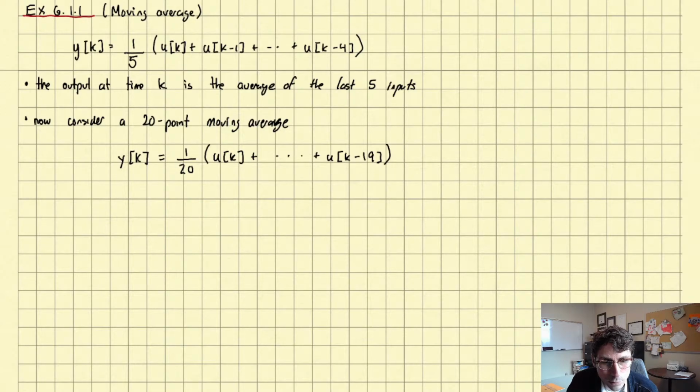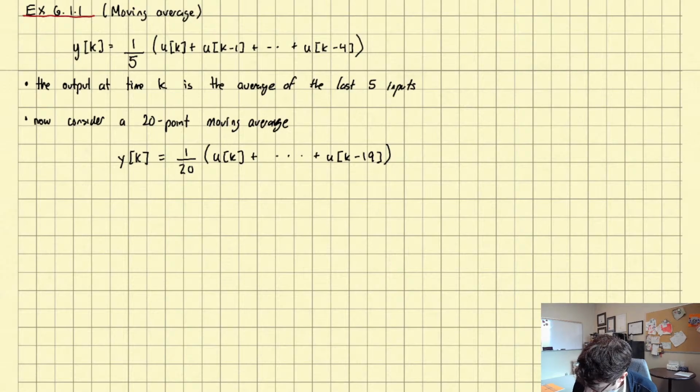Here, in order to compute this 20-point moving average, I have to keep in memory u of k minus 19 all the way up to u of k minus 1. I have to save these 19 previous values plus the one that I just read from the sensor, right? So is there a more efficient way to implement this algorithm? And the answer is yes.